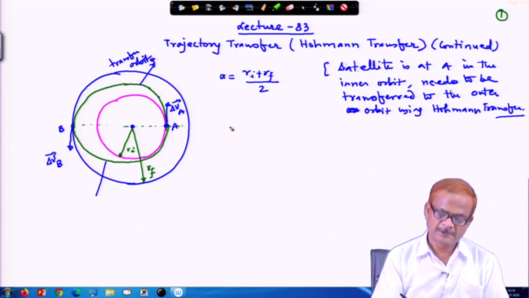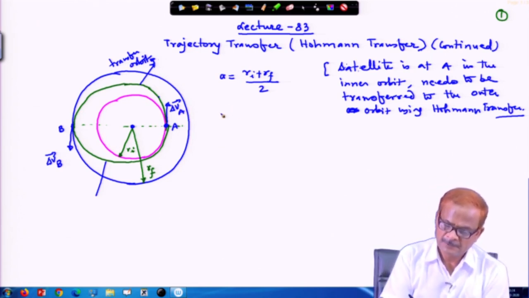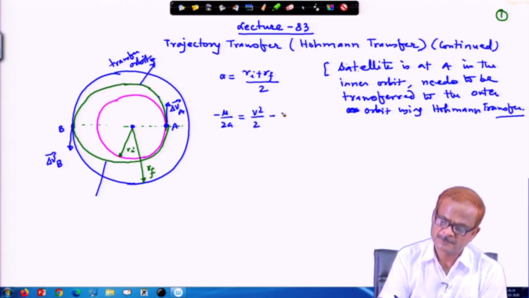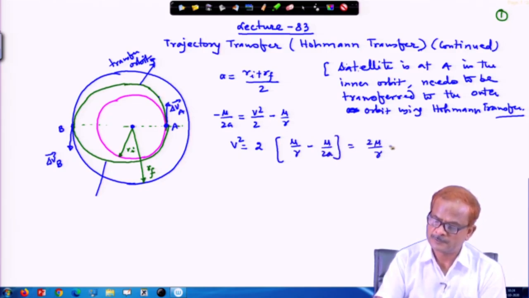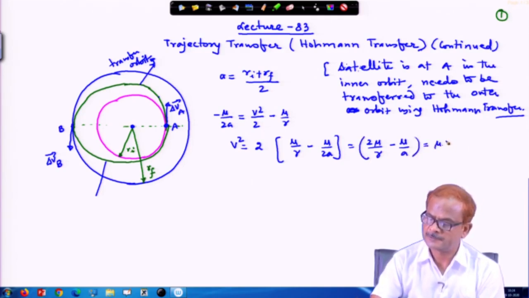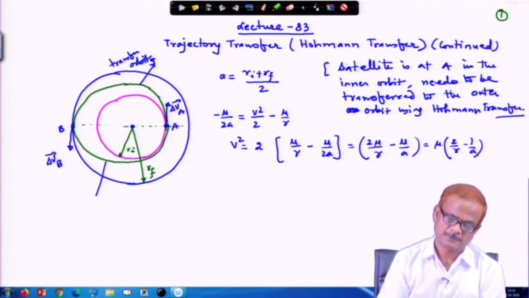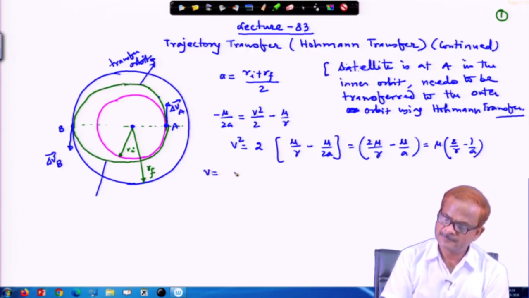This working out is very easy. As we have done earlier, the specific energy is minus mu by 2a equal to v squared by 2 minus mu by r. So, from here we see v squared will be 2 times mu by r minus mu by 2a, equal to 2 mu by r minus mu by a. And mu we can keep outside, so 2 by r minus 1 by a. So, v is available to us in this way.